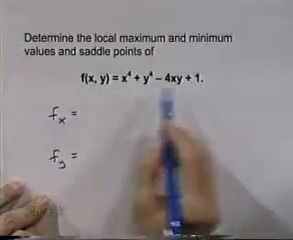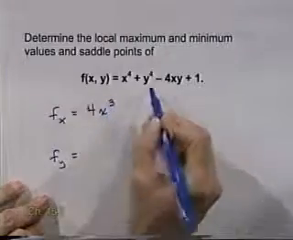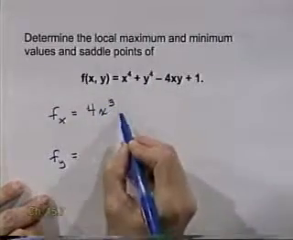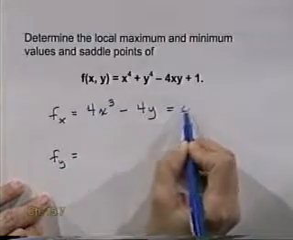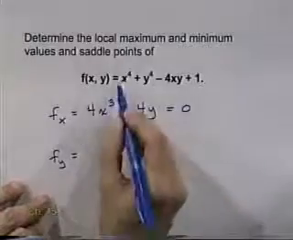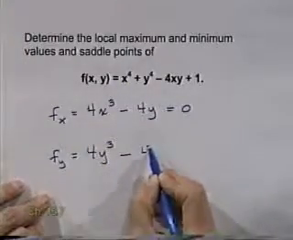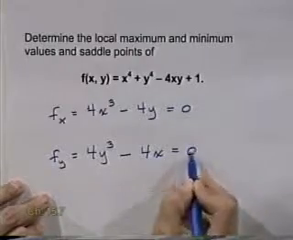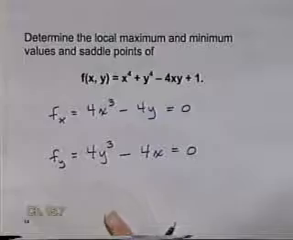So let's see, if I take the partial of this with respect to x, I get 4x cubed, partial with respect to y is 0, minus the partial of that with respect to x is 4y, and I need that to be equal to 0. If I take the partial of this with respect to y, I get 0 plus 4y cubed minus 4x is equal to 0. So I have a system of equations that I must solve.